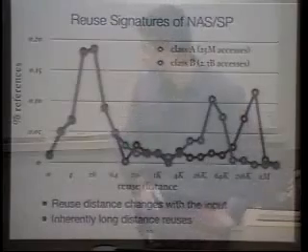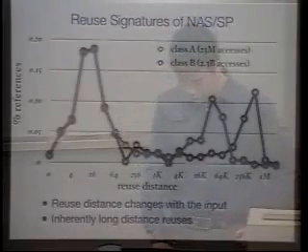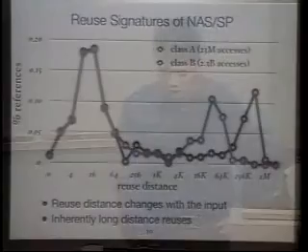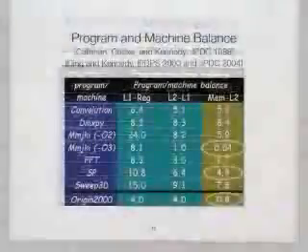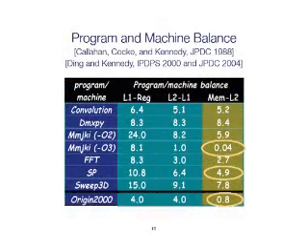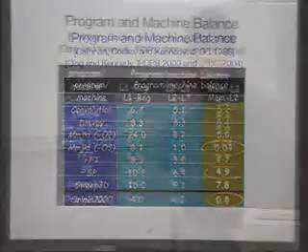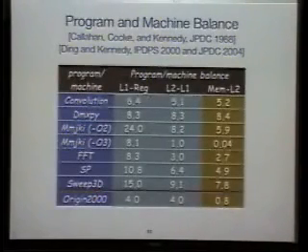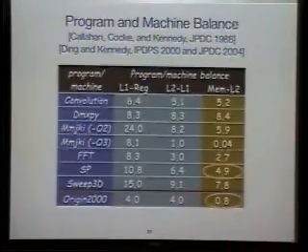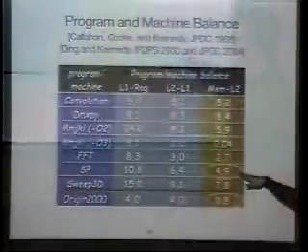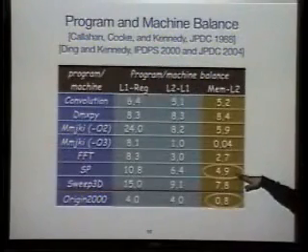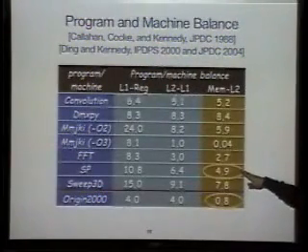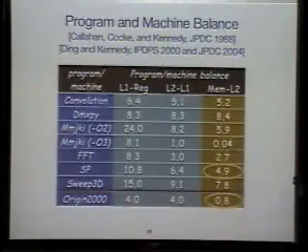To show why this is a problem, let's look at the concept of program-machine balance. The program SP that I showed in the previous picture has a program balance of 4.9. That means for every operation, this program needs about 5 bytes of data from memory. So 4.9 bytes per operation. That's the demand of the program.